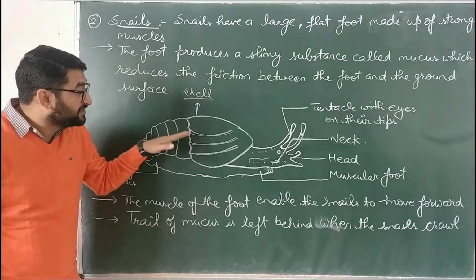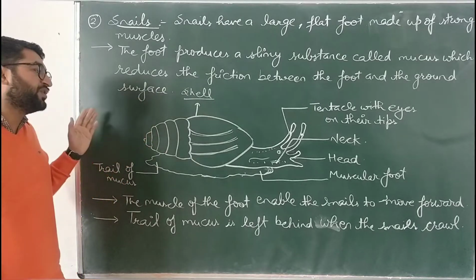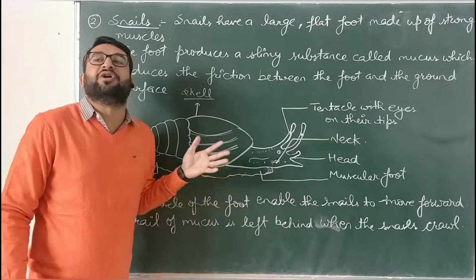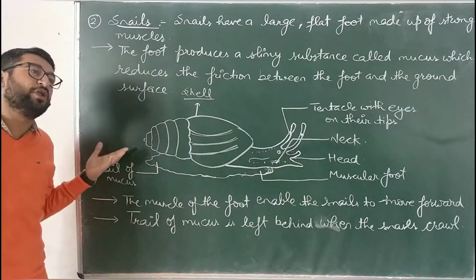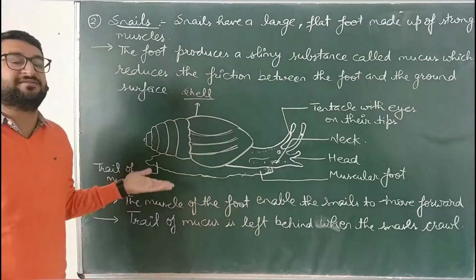This shell does not have any role in the movement. बच्चे ये जो हैवी शेल इसकी बॉडी पर है, इसका मूवमेंट में कोई रोल नहीं है. That is just kept on being dragged along with the body. स्नेल को बस इसे ढोना पड़ता है. स्नेल इसे बस ड्रैग करता है, घसीटता है इसको अपनी बॉडी के साथ.